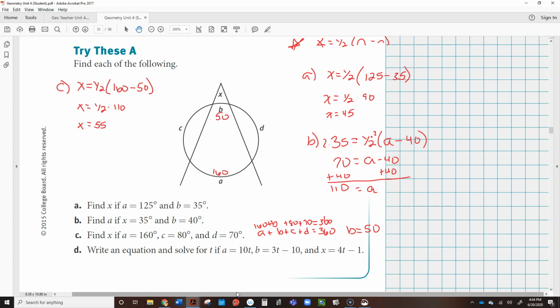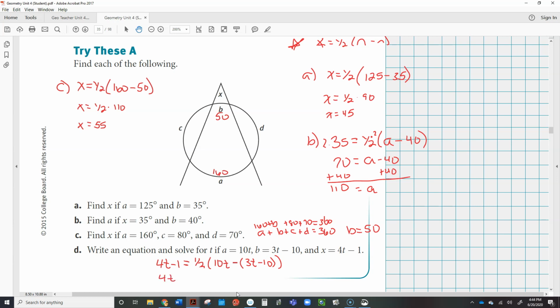Write an equation and solve for t. Okay, so the angle X is 4t minus 1, and that's equal to 1/2 the big arc, and in this case A is the big arc, 10t, minus the little arc. This is where everybody's going to make a mistake. Or I should say, if you make a mistake, it's probably going to be right here. When we minus the little arc, you have to distribute that negative. So this becomes 10t minus 3t plus 10.